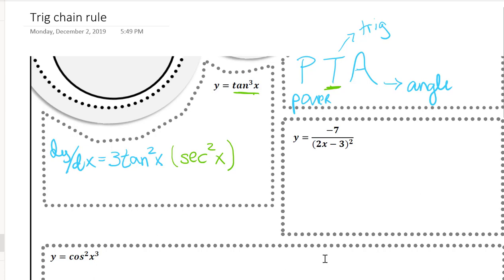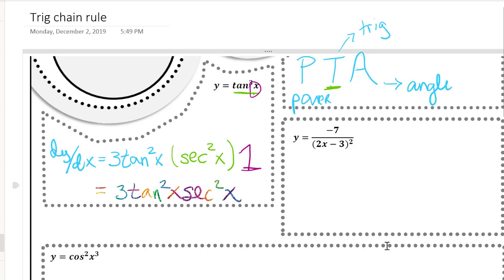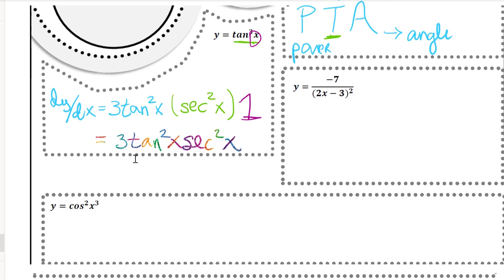Then our last one, so we have power, trig, and now we need the derivative of the angle. My angle is x, so the derivative of that is 1. So if I write that all together, I would just get 3 tangent squared of x, secant squared of x. So again, I don't always like starting with this one because the secant is only squared because the derivative of tangent is secant squared. So when we watch this next one, watch what happens when we do the trig part of it.